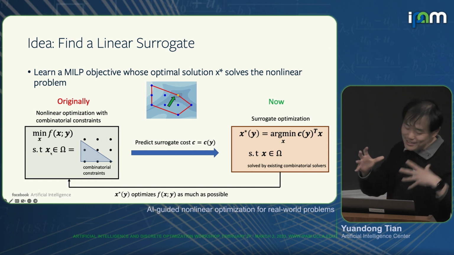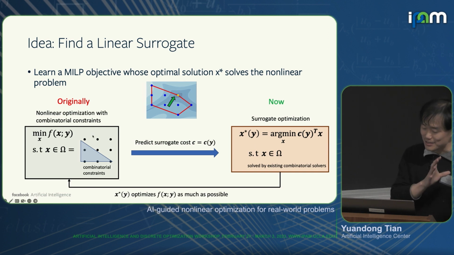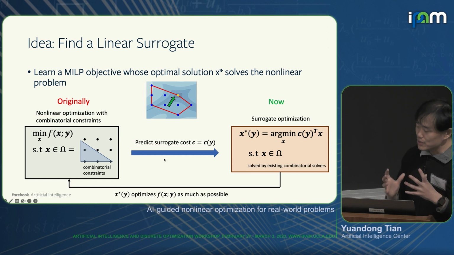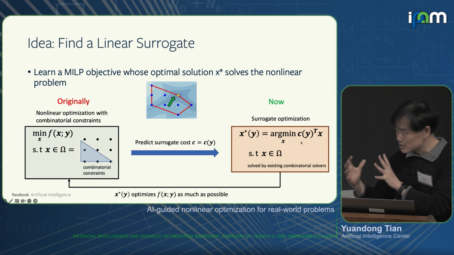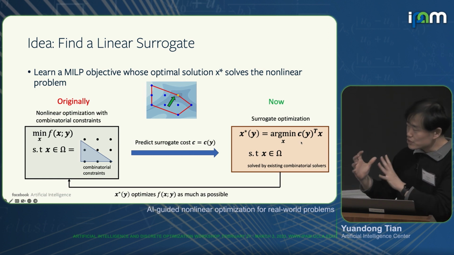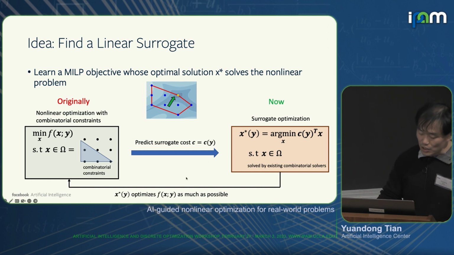Okay, so maybe the logic is a little bit convoluted, so I want to repeat and say what's the actual logic. Suppose you have the nonlinear optimization problem with combinatorial constraints, which is this one, right? So you really want to use that one, and you want to predict some surrogate cost. Once you plug that cost into a linear surrogate optimization problem, the solution will be useful for optimizing the original nonlinear optimization problem. Okay, so that's basically the logic of SurCo. Do we have any questions?